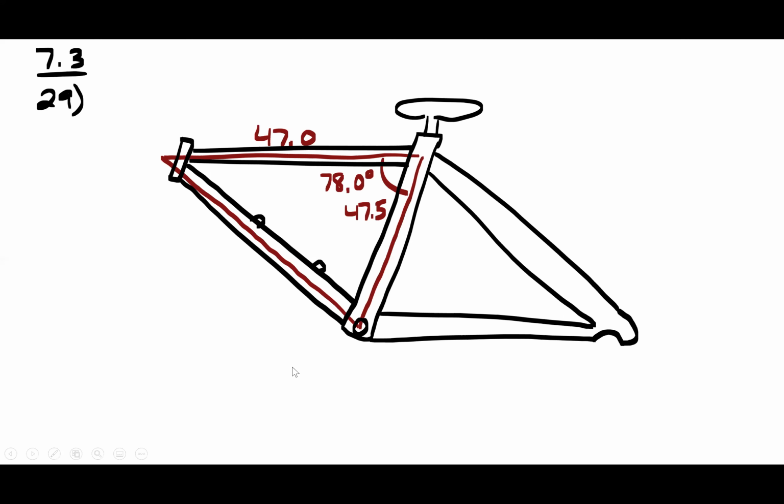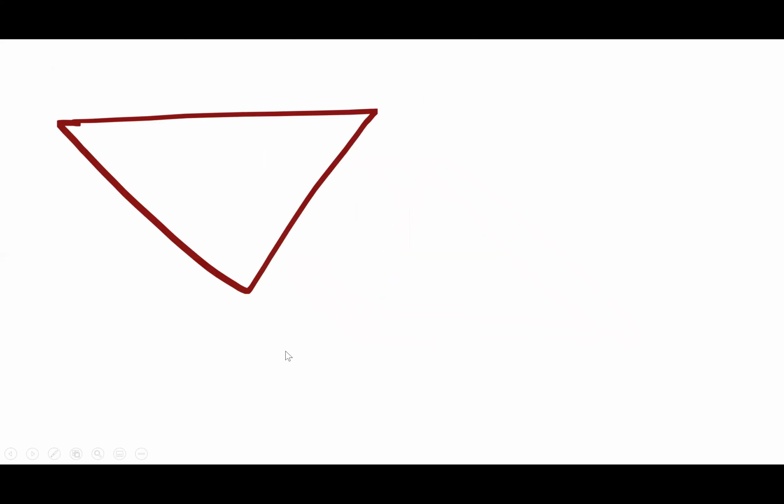So I'm going to redraw this again, just real quick here, just the triangle itself. Let me redraw this here. So there it is. There's my triangle. I get to label this ABC no matter which way I want to go. So this is 47.0. This one is going to be 47.5. That's my angle measurement is 78.0 degrees.